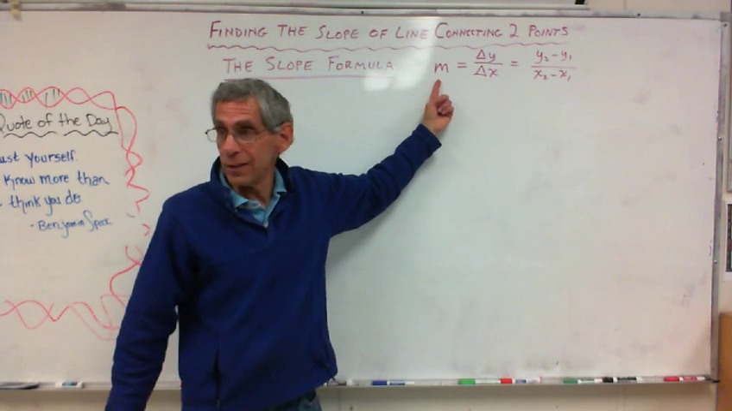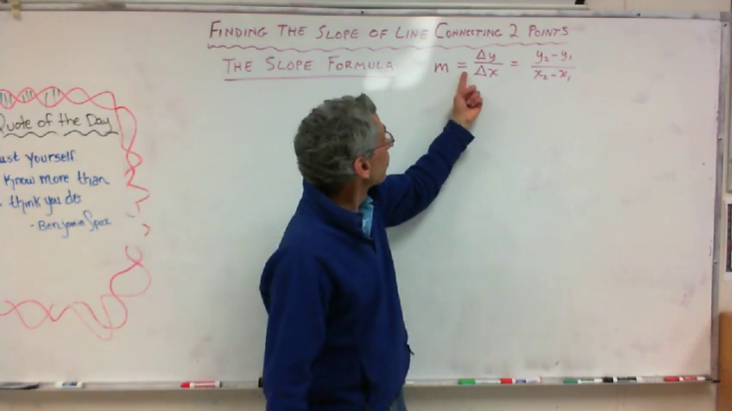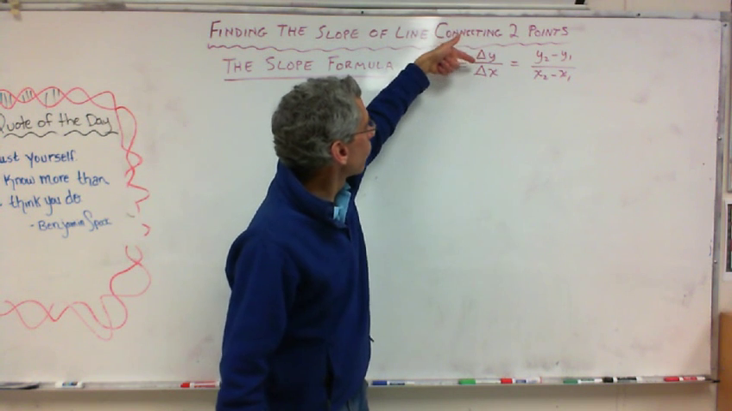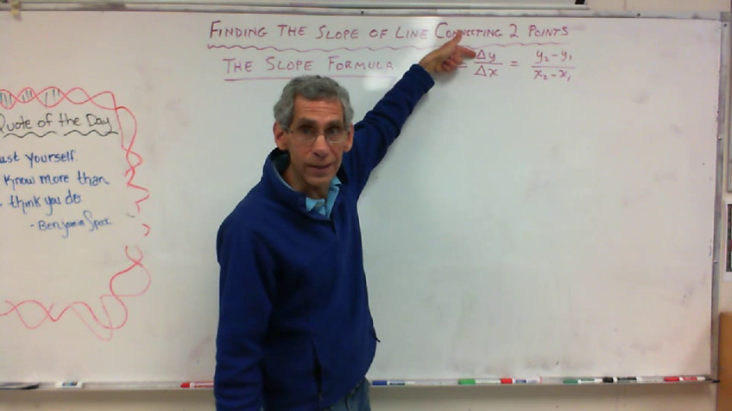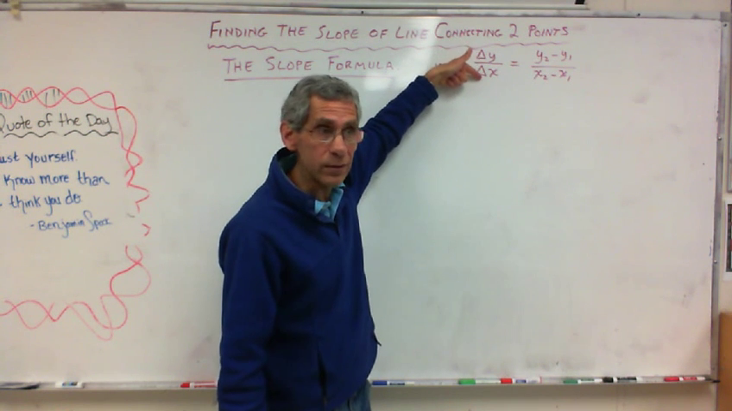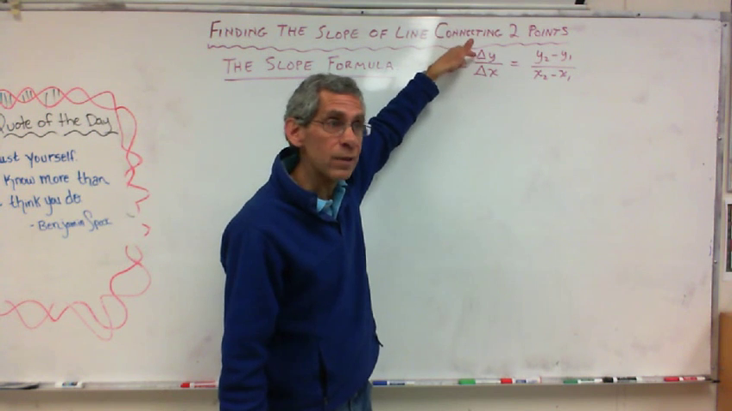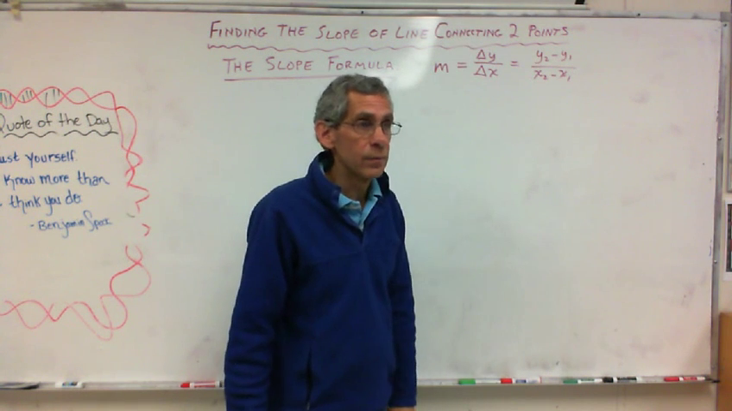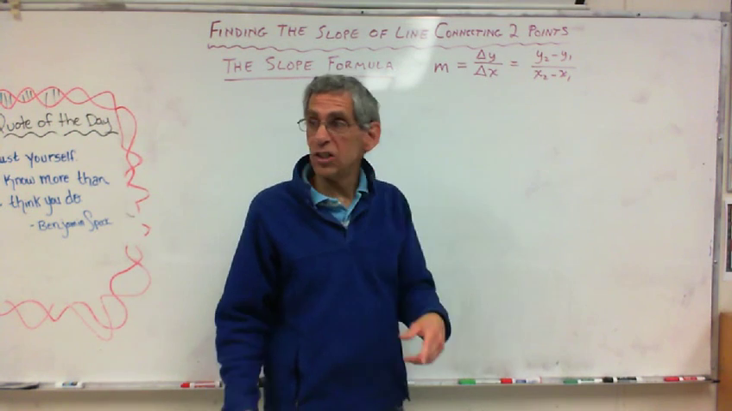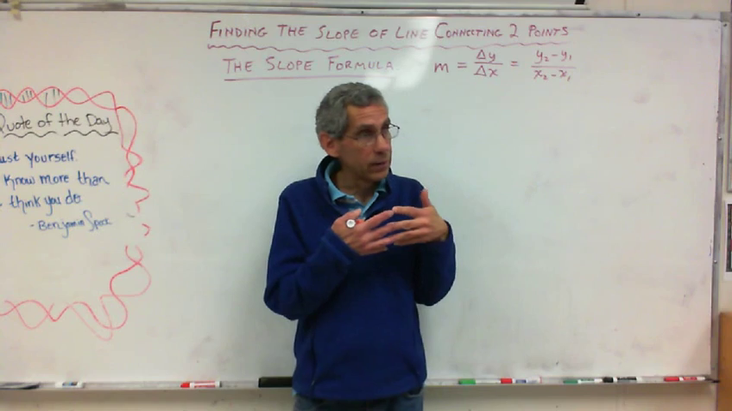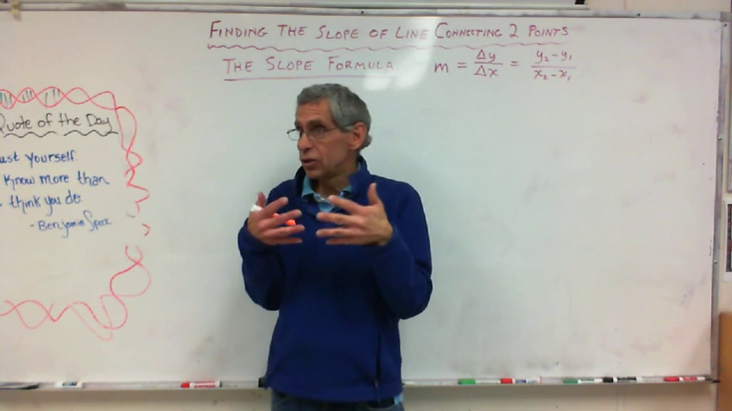Okay, so this is the formula. It says m stands for slope, mountain slope, equals a triangle y over a triangle x. Triangle is a Greek term. It's called delta if you said it, delta y over delta x. But the way I say it is what delta means. A triangle in math means the change in. So the change in y over the change in x. And change always means subtract. Always. You guys hear that? Change always means you're subtracting.